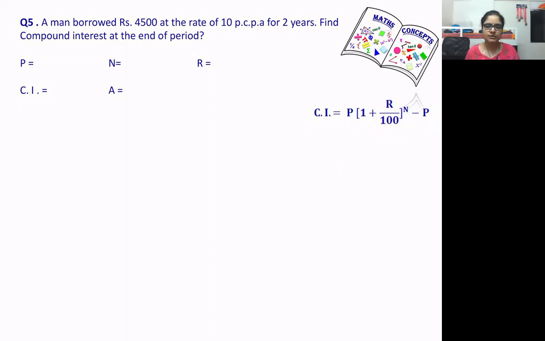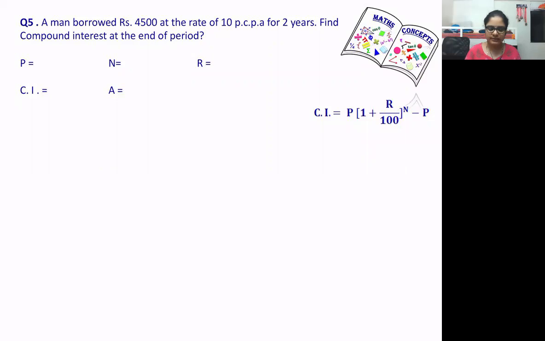A man borrowed rupees 4,500 at the rate of 10% per annum for 2 years. Find compound interest at the end of the period. Here, remember, the borrowed amount is the principal, the rate of interest is given, the number of years is given. You can easily find out compound interest.